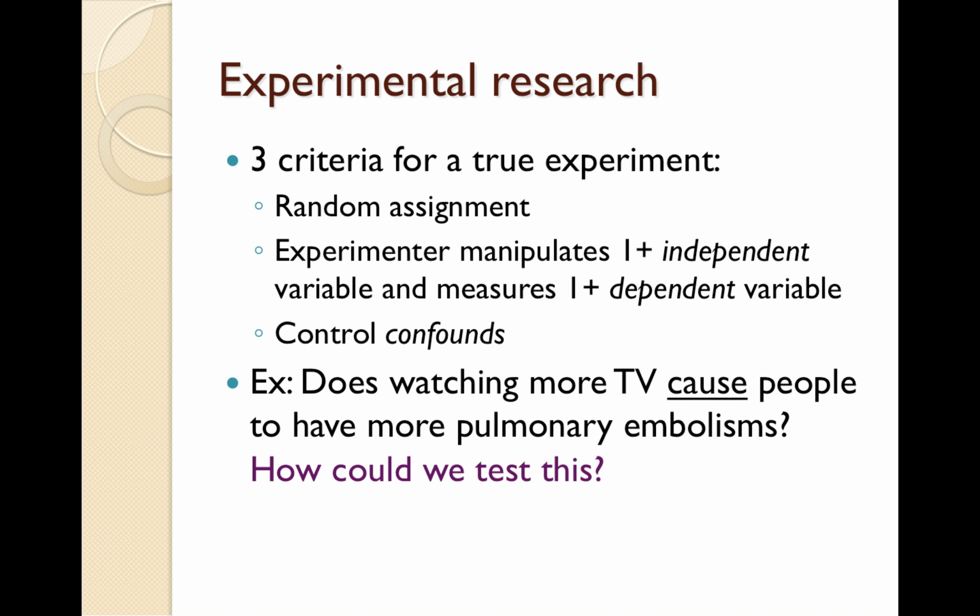The third criterion for a true experiment is control of confounds. Confounds are all those other things that could be different across the groups besides the thing that I care about, the amount of time people spend in front of the TV. So think about what some possible confounds for that study might be. I encourage you to pause the video for a second and see if you can come up with a list of possible confounds that we have to watch out for.